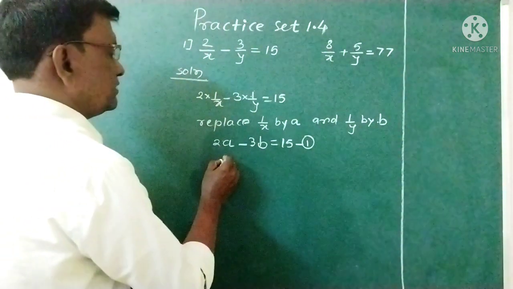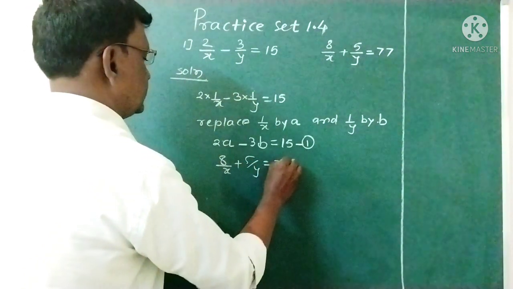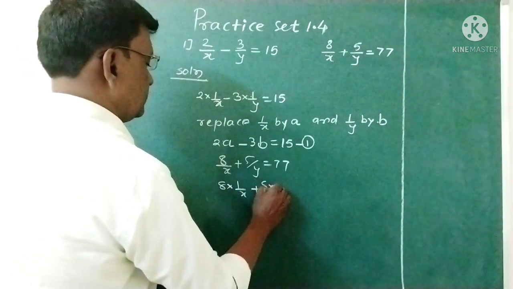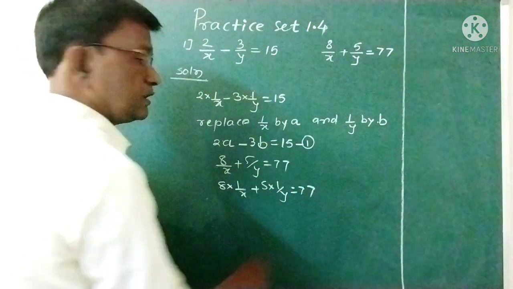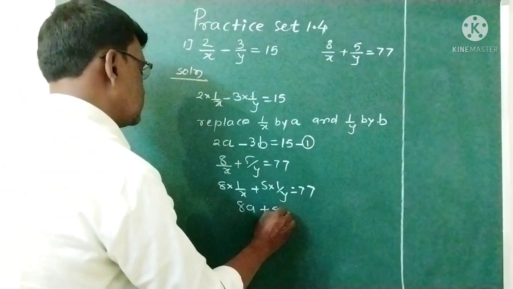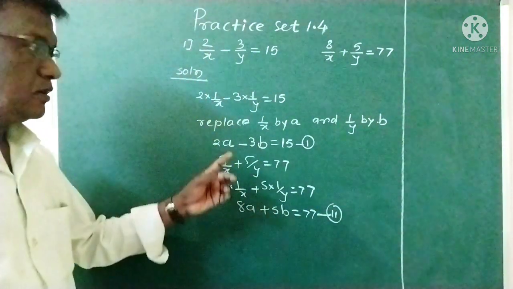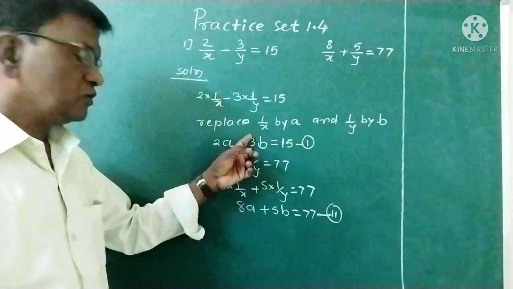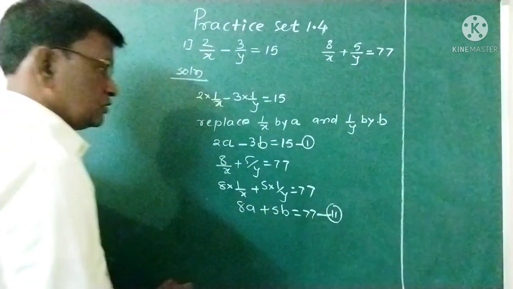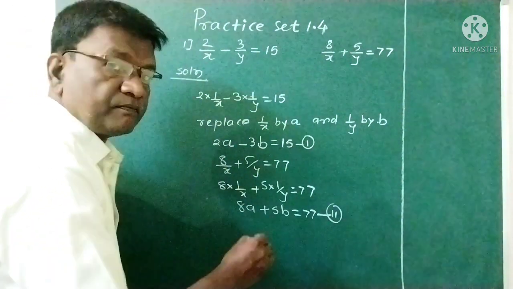Then what is the second equation? 8 by x plus 5 by y equal to 77. We can write it also as 8 into 1 by x plus 5 into 1 by y equal to 77. Replace 1 by x by a. So here it is 8a plus 5b is equal to 77. To get the solution, you solve these two simultaneous equations by elimination method. So you know very well how to solve these equations. Let us see again.